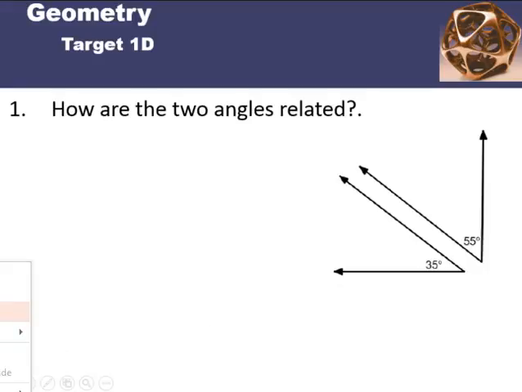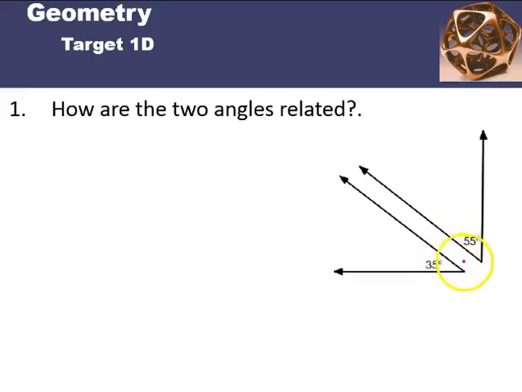Alright, so this is the target 1D video. It's asking how these two angles are related. On the test, it'll be more of a multiple choice type thing, so you would choose any that are correct. But let's go through the usual.